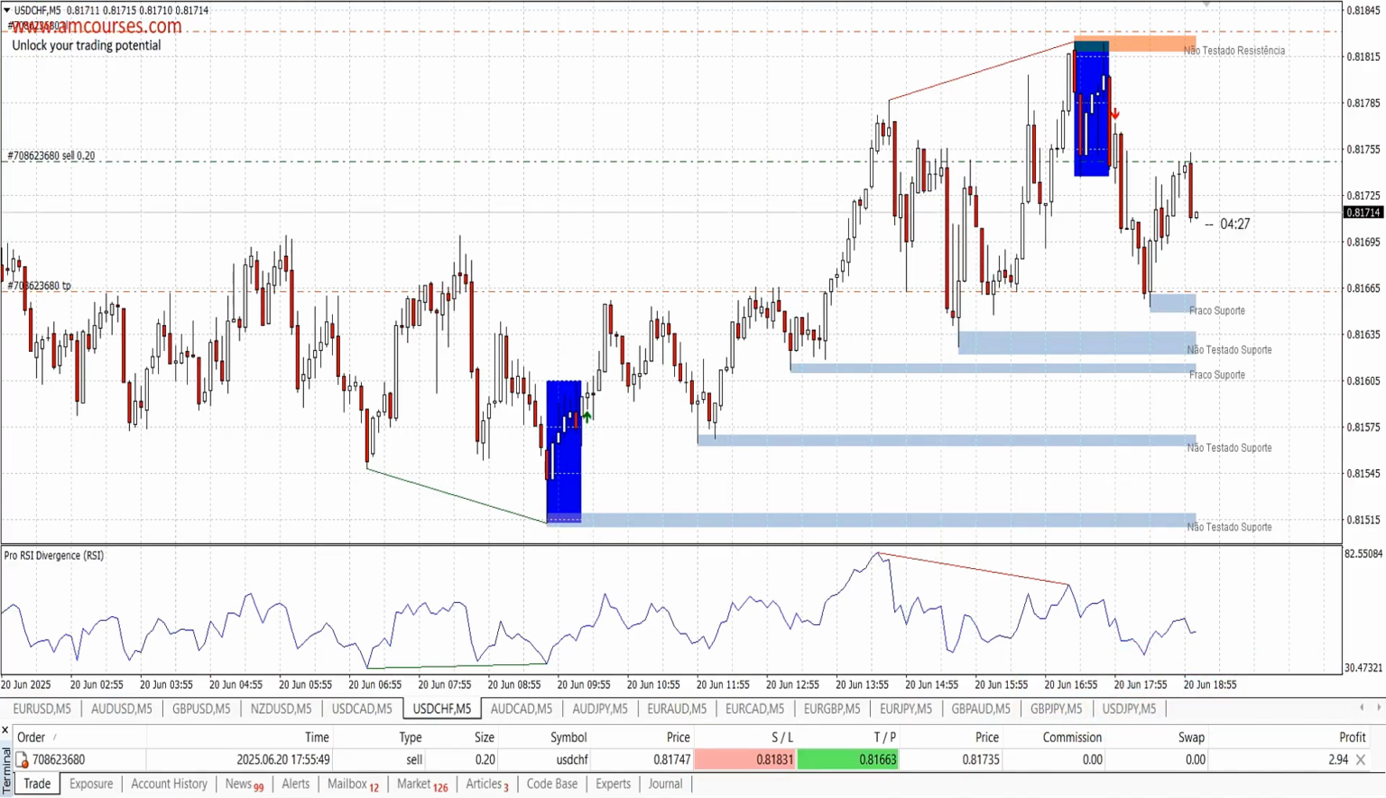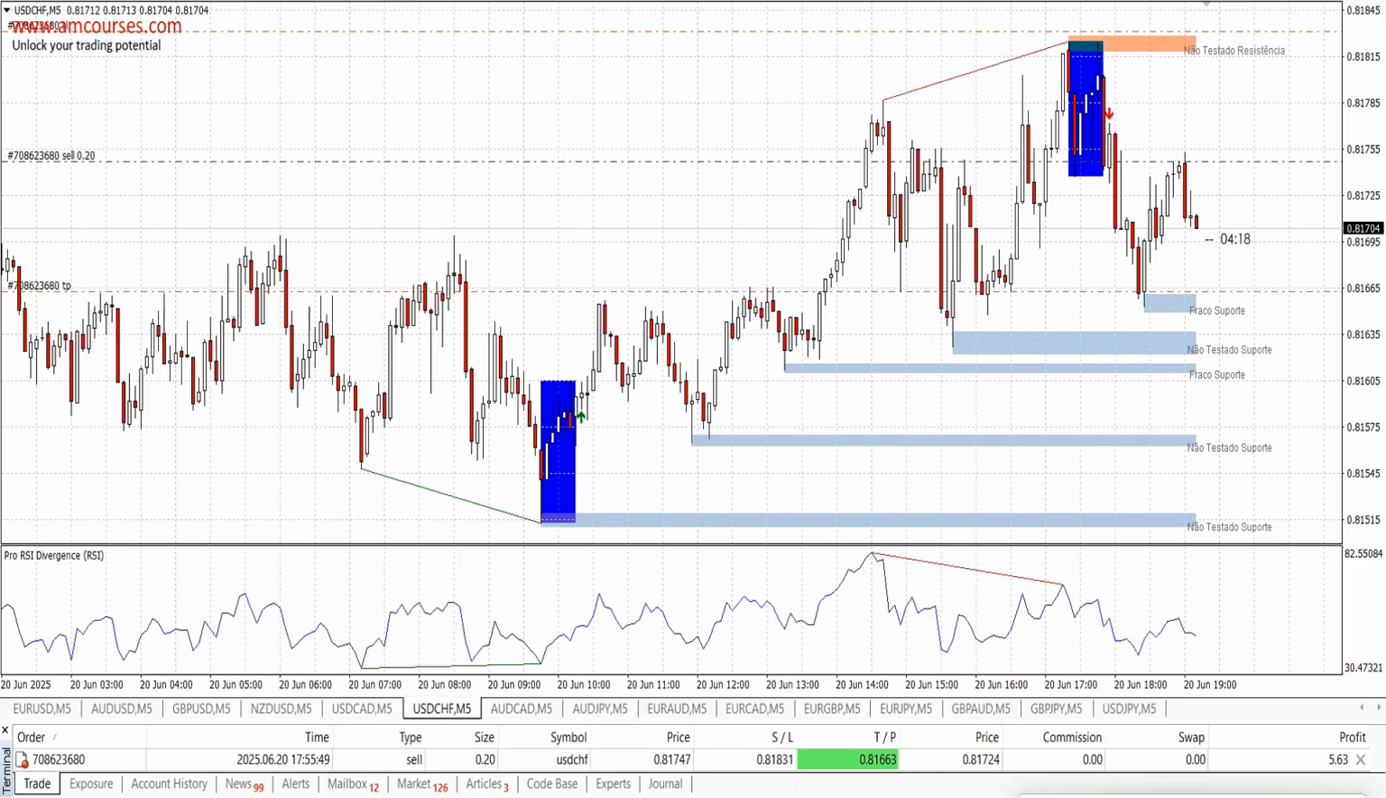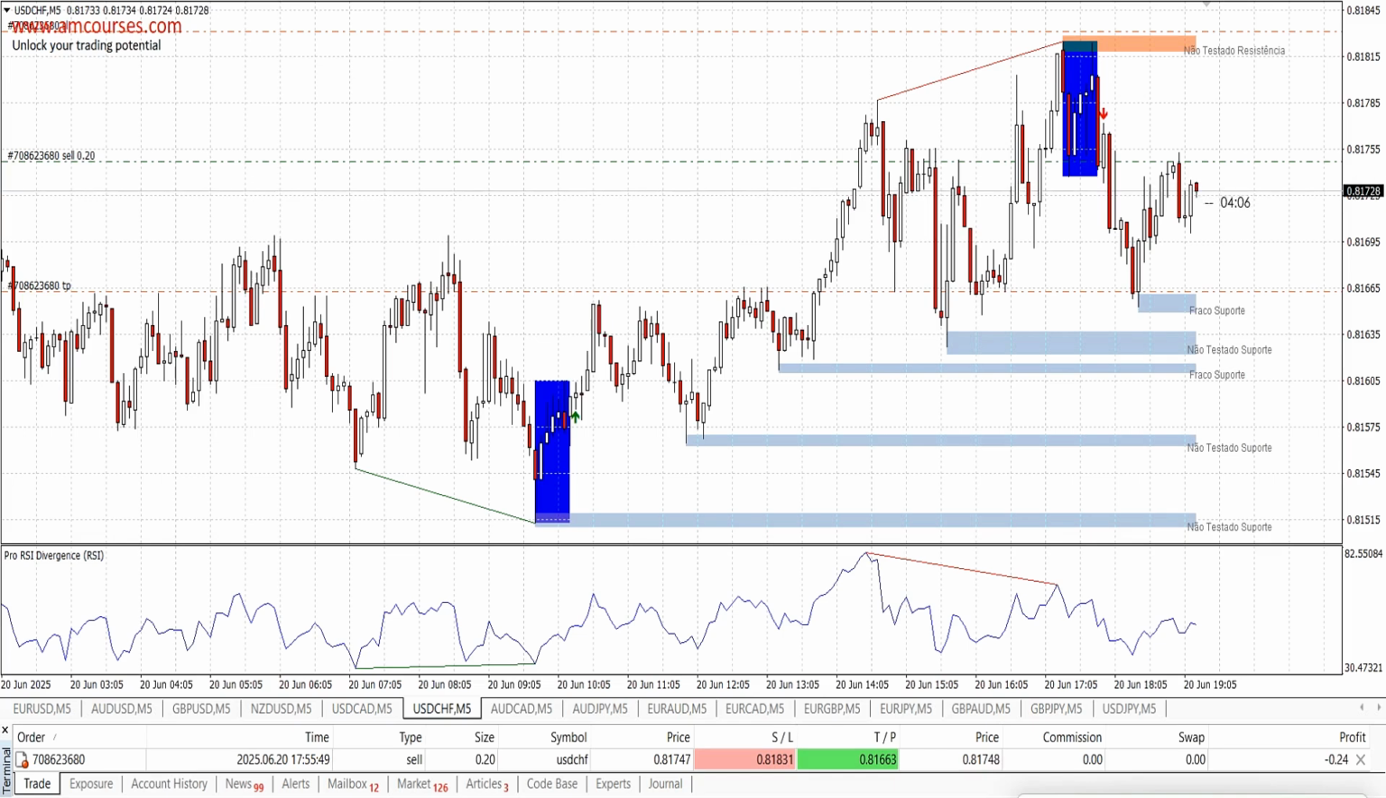Stop loss. Place it just above the resistance zone or recent swing high. This protects your trade if the market moves against you. Take profit ideas: when price hits the next support zone, or use a risk-to-reward ratio of 1:1 or 1:2.